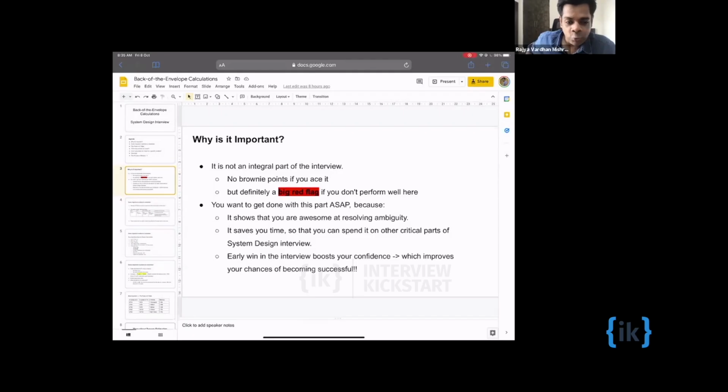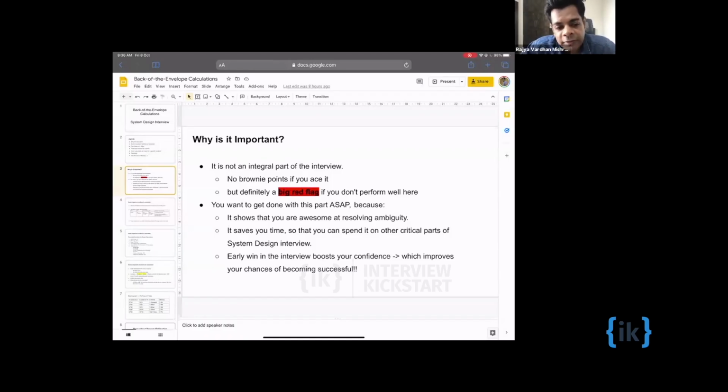Because if you are able to nail this part, then it shows that you are awesome at resolving ambiguity. You know, in interviews, somebody gives you a problem, design Netflix, and you work through the ambiguity, you identify how many servers you would be needing, what kind of storage servers you will be taking. Then you can show that you are able to solve ambiguity.